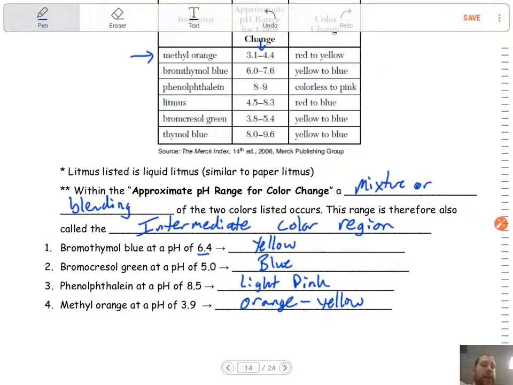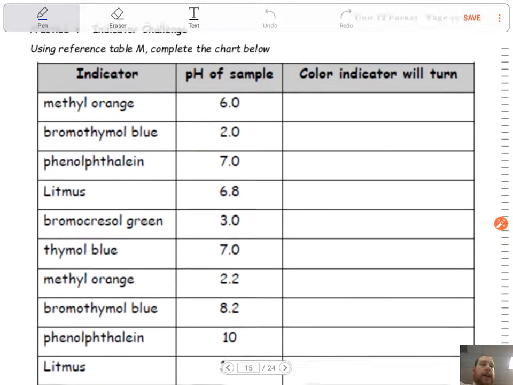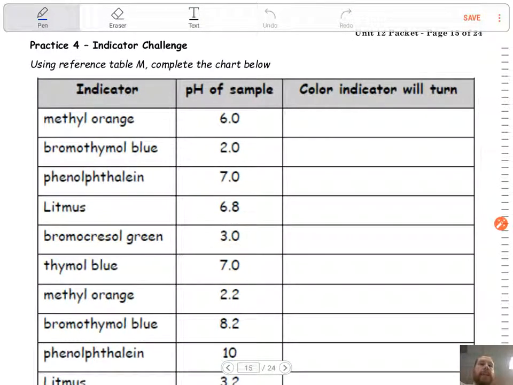All right. So you guys are going to go on and do practice number 4, color indicator. I can check those answers for you, and if you look in the extra practice packet, there's more in there as well that you can get that practice with.